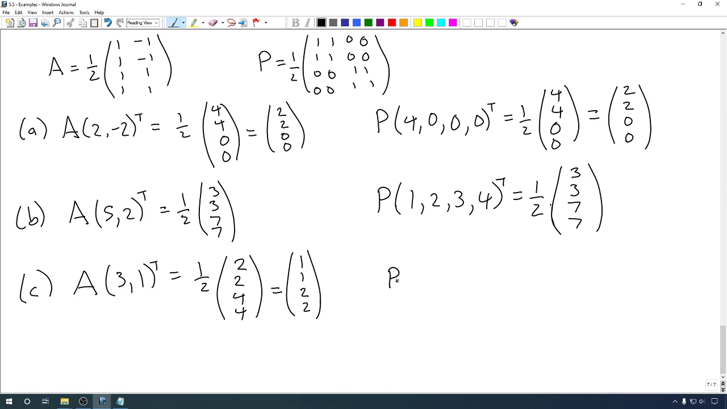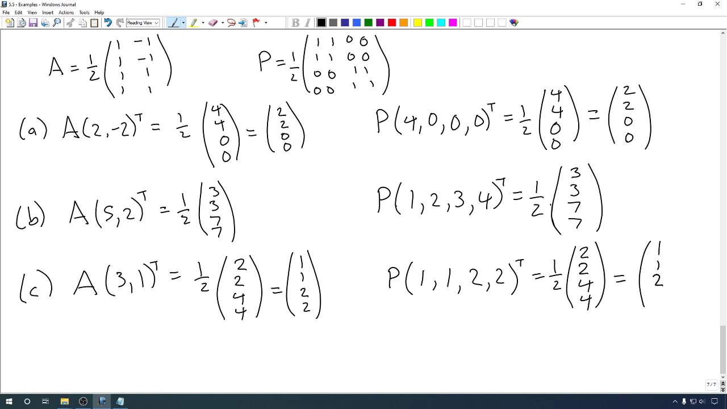Now, what was our actual vector that we started with? It actually was 1, 1, 2, 2. If we multiply that one by P, we have 1/2. We have 1 plus 1 plus 0 plus 0 is a 2. Then we get another 2 by the same calculation. Then we have 0 plus 0 plus 2 times 2 plus 2 is a 4, and then another 4. So we get 1, 1, 2, 2.